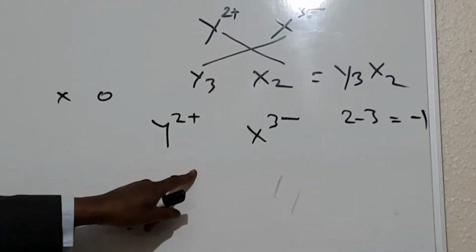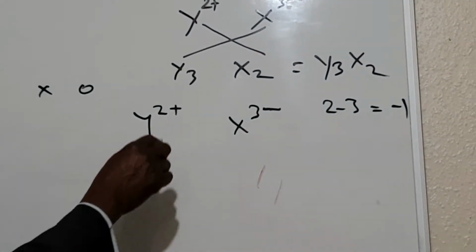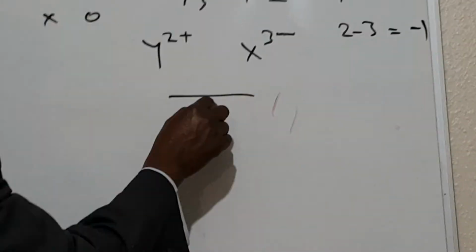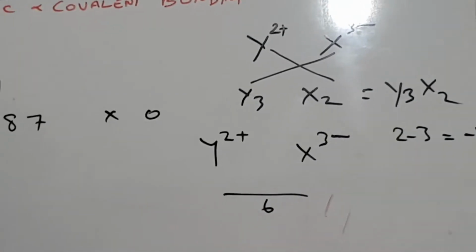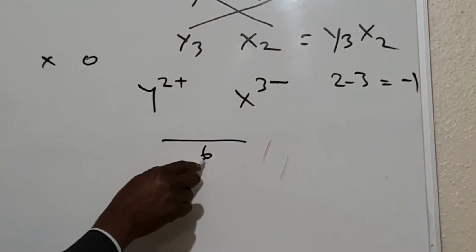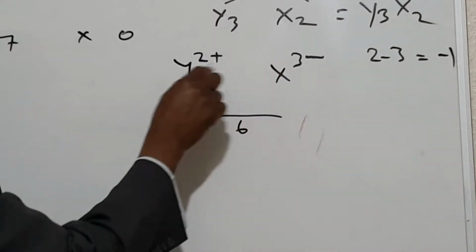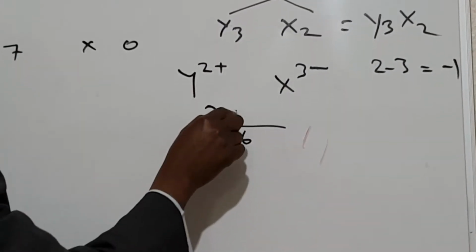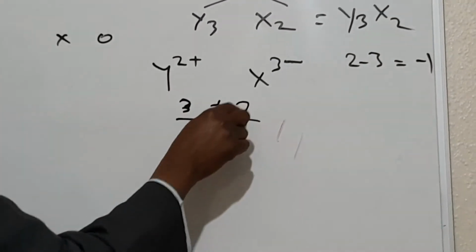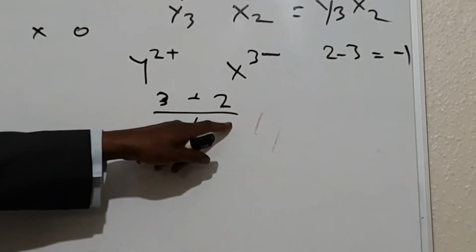One more negative. So you have to find the LCM of 2 and 3, which is 6. 2 goes into 6 three times, and 3 goes into 6 twice. So you need 3 of that and 2 of that.